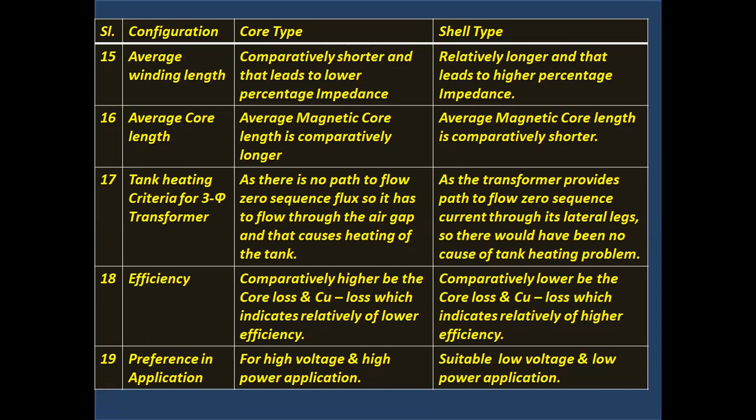Average winding length is comparatively shorter, and that leads to lower percentage impedance in the case of core type, whereas in shell type it is relatively longer, and that leads to higher percentage impedance. Average core length. Average magnetic core length is comparatively longer in the case of core type, whereas it is comparatively shorter in the case of shell type.